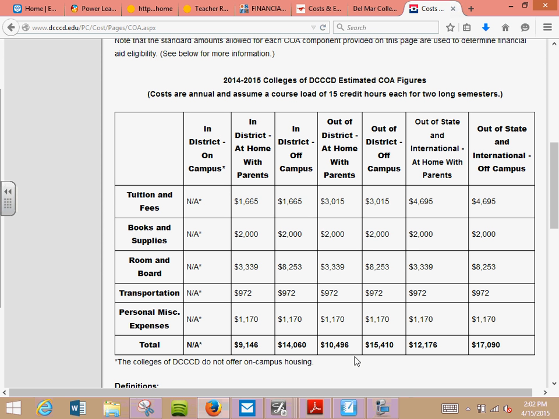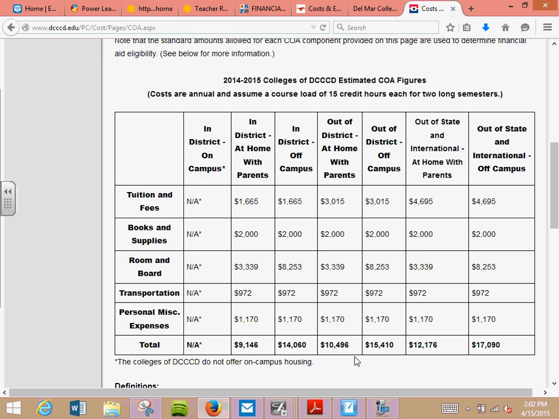All right. So, in district, if you live in the Dallas area and you live with your parents, the tuition and fees for one semester would be $1,665. If you divide that by 12 hours, it's a little bit over $100 per hour. That's pretty cheap. I'll show you in a minute what that is compared to other places.